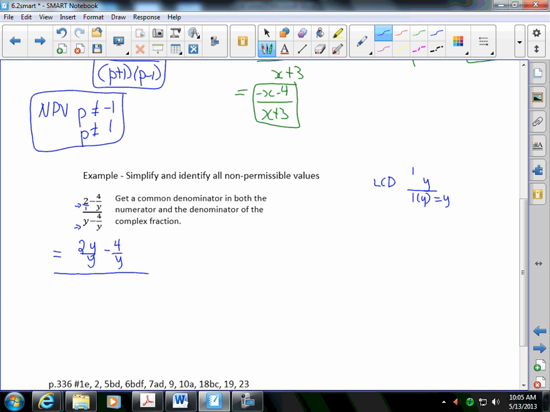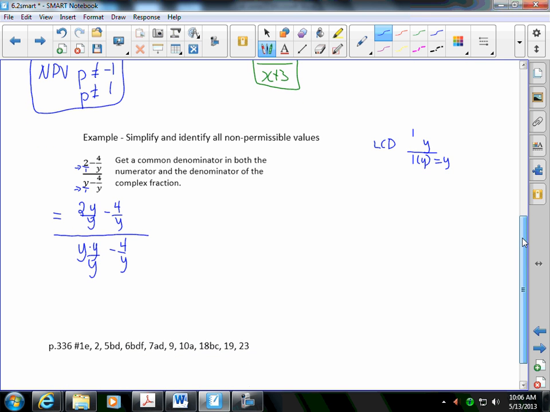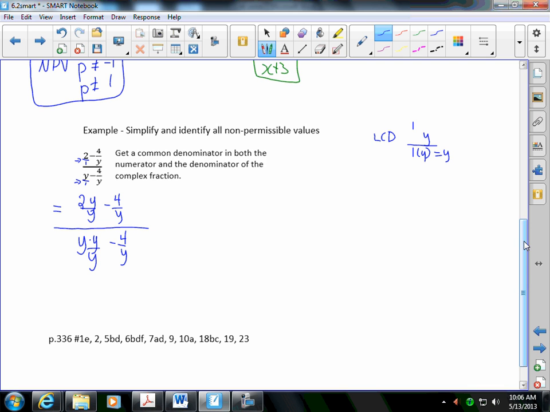So the bottom one has the same thing. This is a y over 1, and I have a negative 4 over y. So my lowest common denominator, again, is a y. So that means I'm going to have a y times y over y, minus 4 over y. So here I have 2y minus 4 divided by y, all over y squared minus 4 over y.